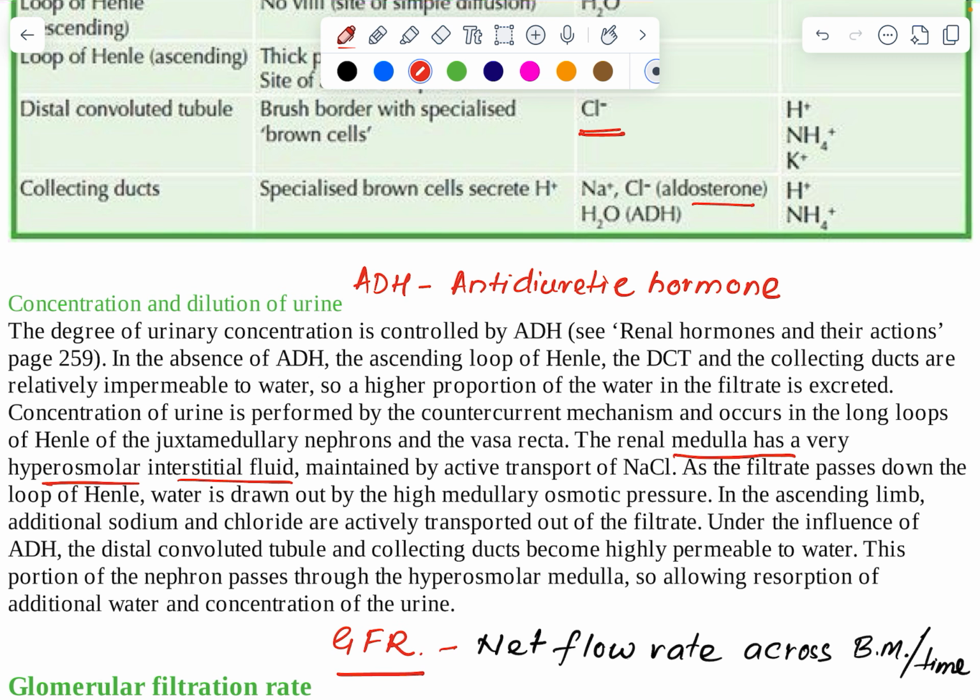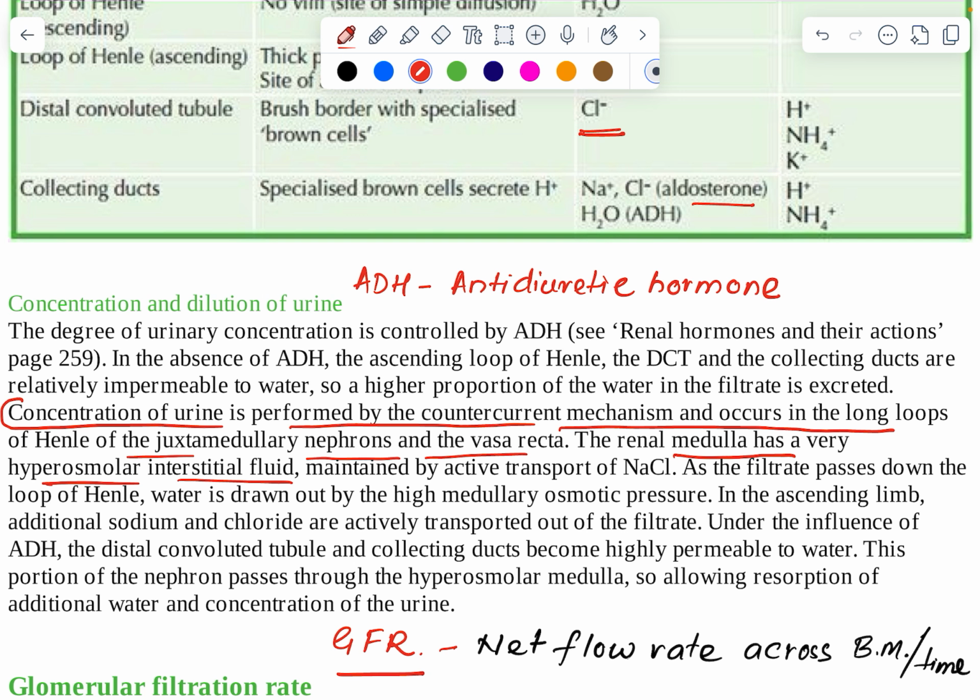The degree of urinary concentration is controlled by the hormone ADH. In the absence of ADH, the collecting duct is relatively impermeable to water, so a higher proportion of water in the filtrate is excreted. This is the question: concentration of urine is performed by the countercurrent mechanism and occurs in the long loops of Henle of the juxtamedullary nephrons. The renal medulla has a very hyperosmolar interstitial fluid maintained by active transport.